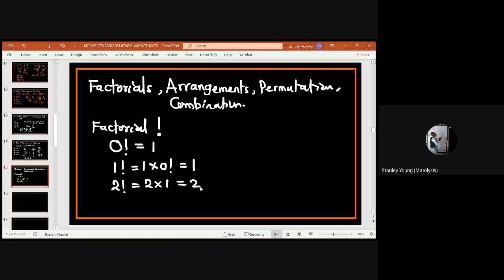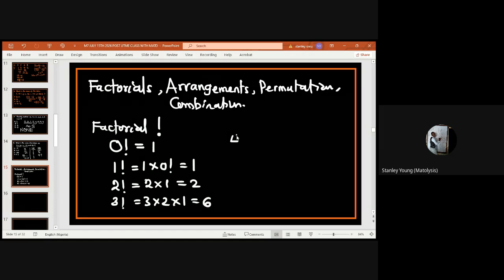That equals 2. 3 factorial is 3 times 2 times 1, that's going to give you 6. 4 factorial is 4 times 3 times 2 times 1.